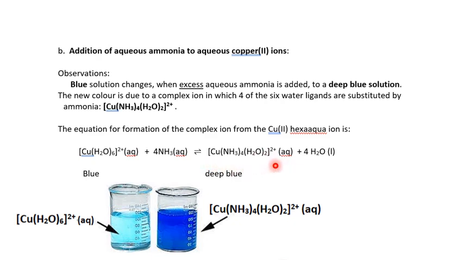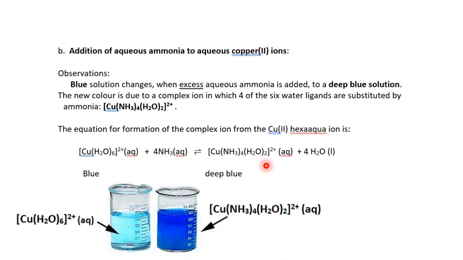So it's got a quite complicated looking formula, because you've got copper 2+, 4 ammonias, 2 waters, and because all the ligands are neutral, the overall charge is still 2+. So that's your deep blue complex ion that's formed here. And that will have an octahedral shape because you've got 6 ligands around it.